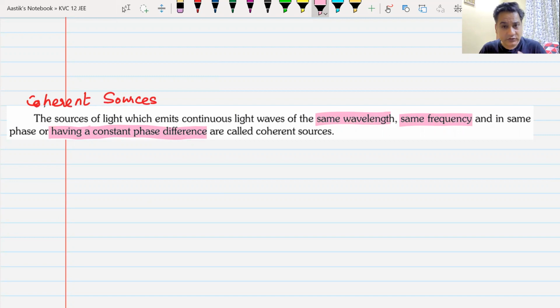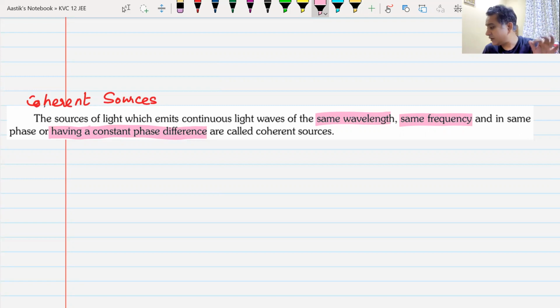Now, these coherent sources will come in this chapter. It will also come in the chapter of sound, the Doppler effect, and all those places with sound waves. And we will do those sound waves also. I'm doing it in a systematic way, so when the turn comes, we will also do that. Coherent sources will also come in sound waves.